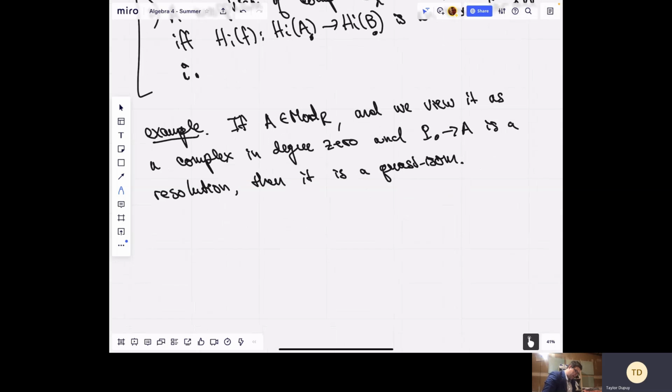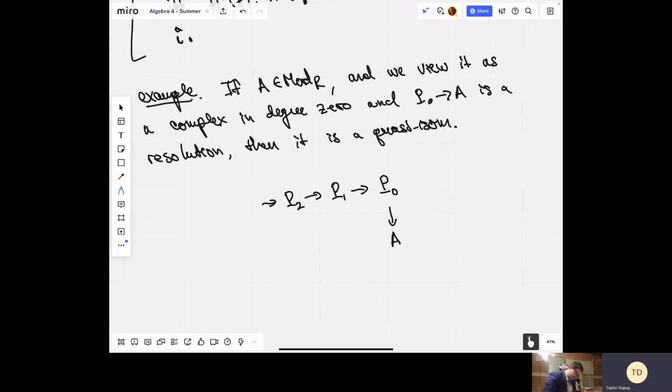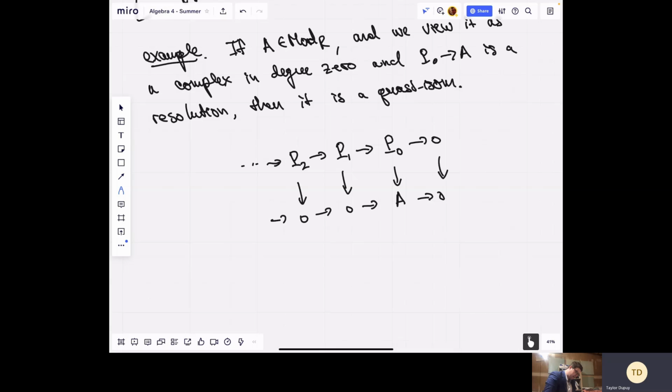Okay, so what we're having here is we have P0, P1, P2 like this. We have A like this, and then this keeps going. And all we're saying is that this is a quasi-isomorphism of complexes. So this complex has zeros everywhere. These are the zero maps everywhere. Okay, zero like this.